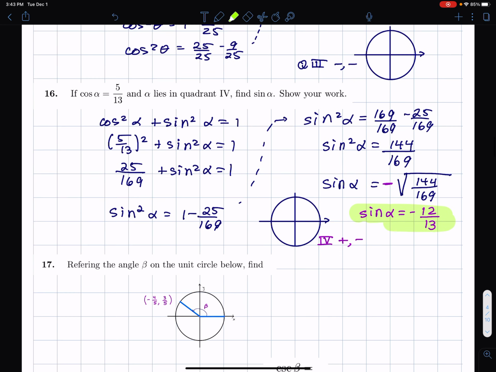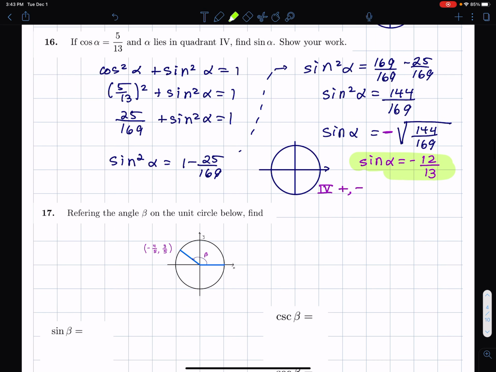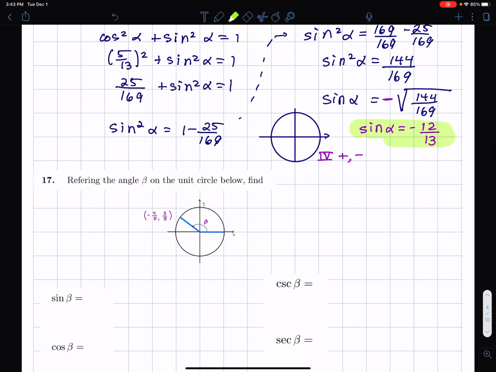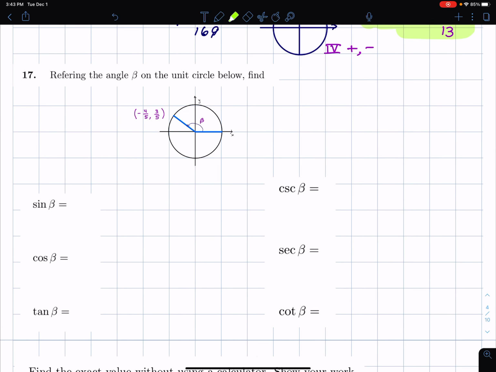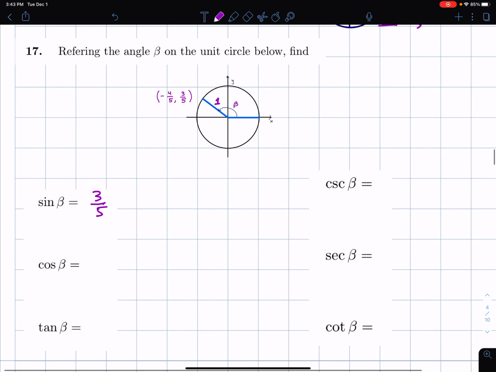Referring to the angle beta and the unit circle, find these trig values. Unfortunately, my picture is a little tiny, but we'll just live with that. This is a unit circle, so sine is the y-coordinate, which is 3/5, and cosine is the x-coordinate, negative 4/5.